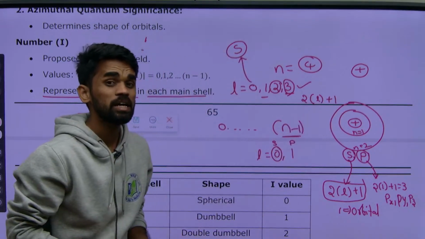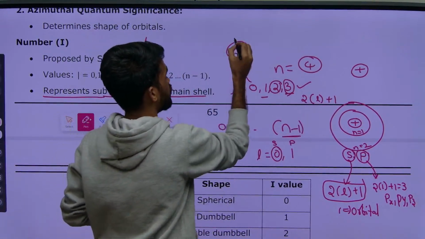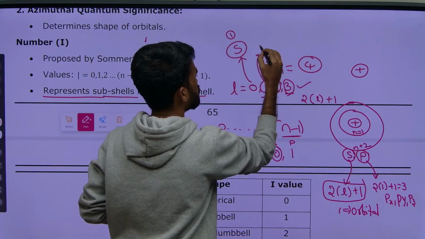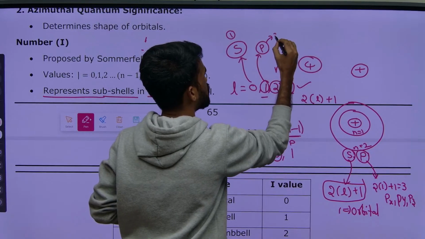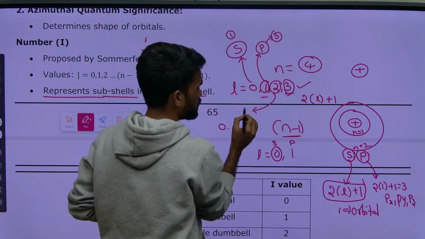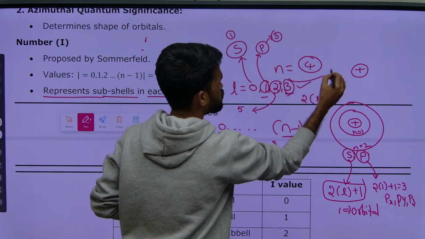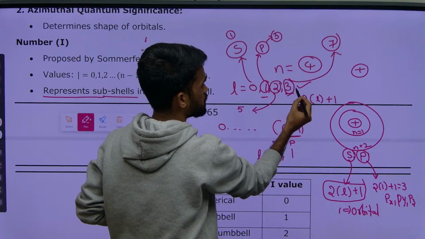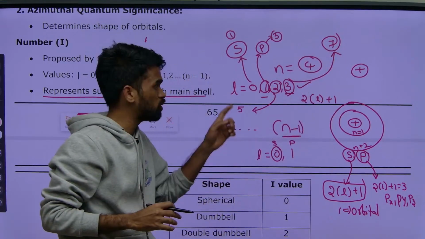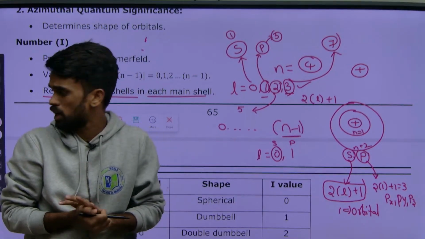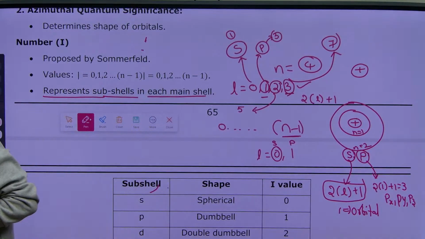So that's why we are saying for S subshell we have 1 orbital only. For P subshell there are 3 orbitals. In D subshell there will be 5 orbitals. In F subshell there will be 7 orbitals. Why 7? 2 times 3 is 6, plus 1, 7. So that's why the number of orbitals will be different for different subshells. Okay, hope whatever we are discussing is clear.